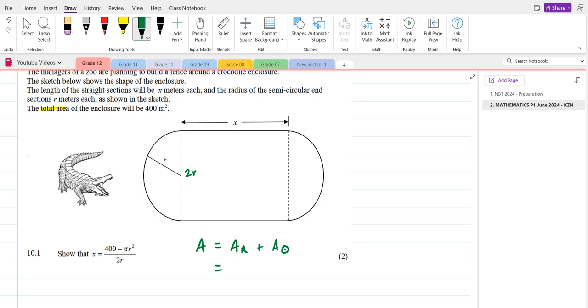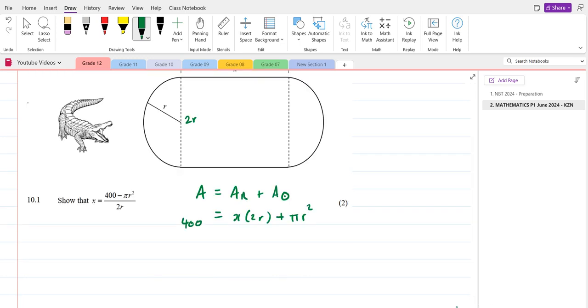So what's the area of the rectangle? x times 2r, and the area is 400, plus what's the area of the circle? Pi r squared. Problem solved. We're solving for x, right? So 400 minus pi r squared, and then divided by 2r, is equal to x. Problem solved. Next one.